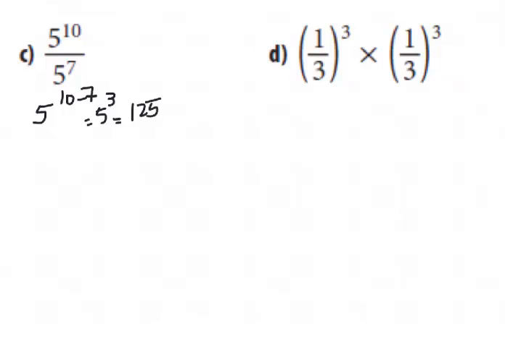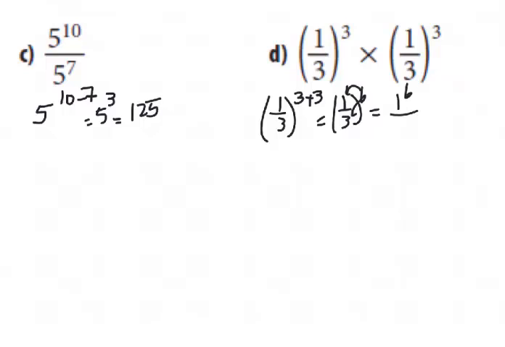Part D says 1 over 3 cubed times 1 over 3 cubed. Bases are the same, so we add exponents, we get 1 over 3 exponent 3 plus 3, which is 1 over 3 exponent 6. Now, we can distribute the exponent inside, so I get 1 exponent 6 over 3 exponent 6. 1 exponent 6 is 1. Any number, 1 to the power of any number is 1. 3 exponent 6 is going to give me 729.